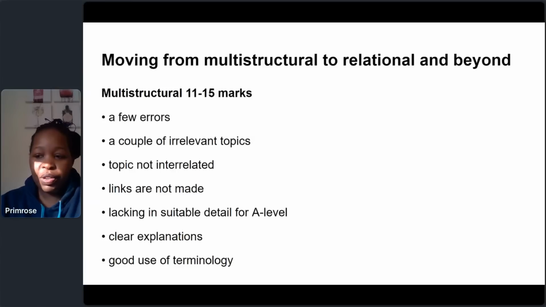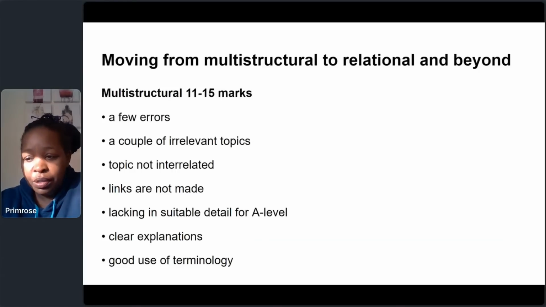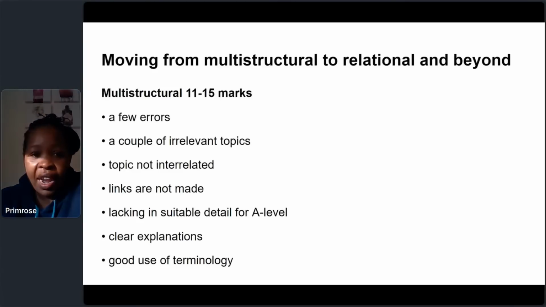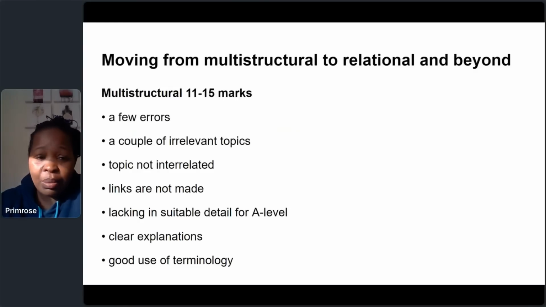So here's an example of what the difference is between multistructural and relational. For the multistructural category, what happens a lot is students have some errors. Now you can have errors, that's absolutely fine. A few errors is absolutely fine. However, if you include irrelevant topics, so topics that are not linked to the question, then you're being marked from this band or lower. If you're not making links, then you can't get higher than 15.